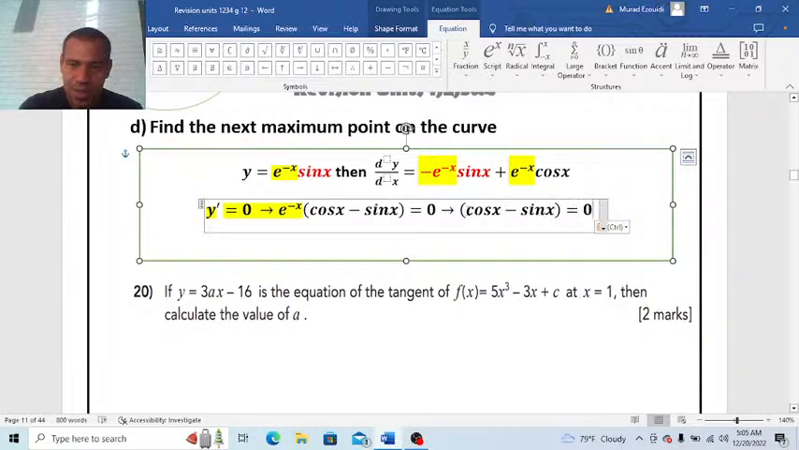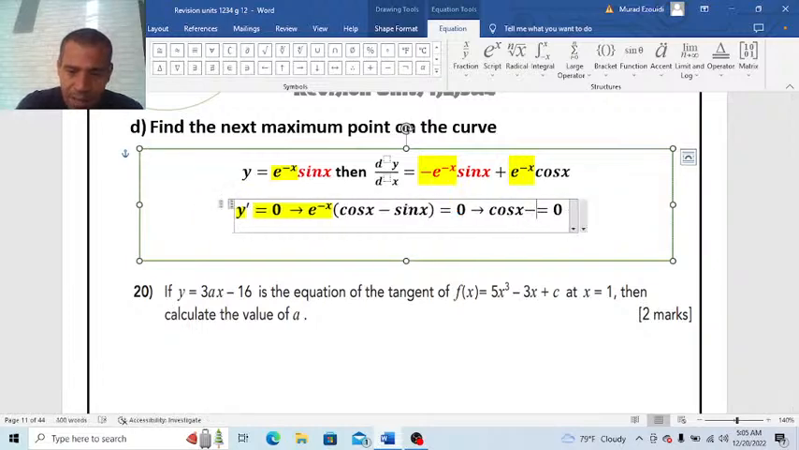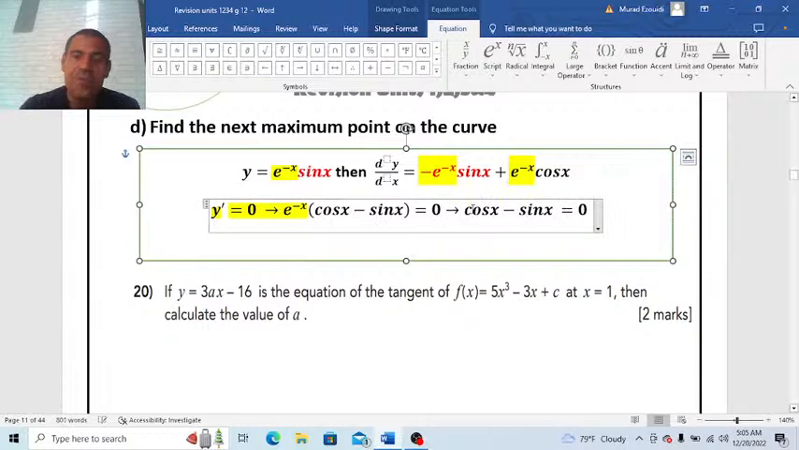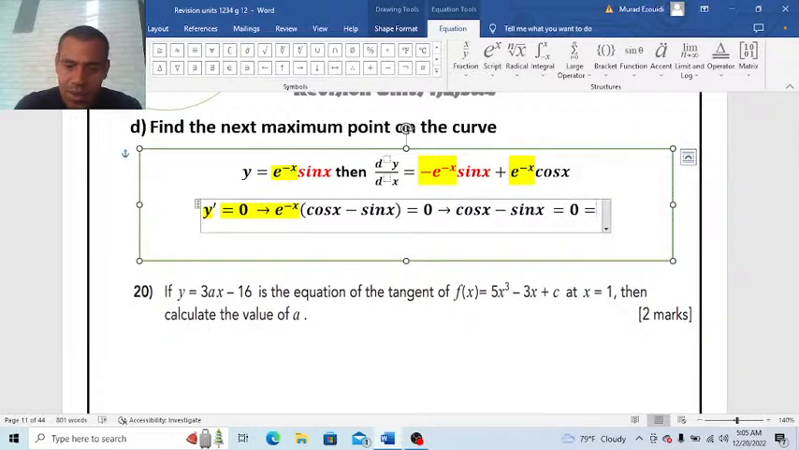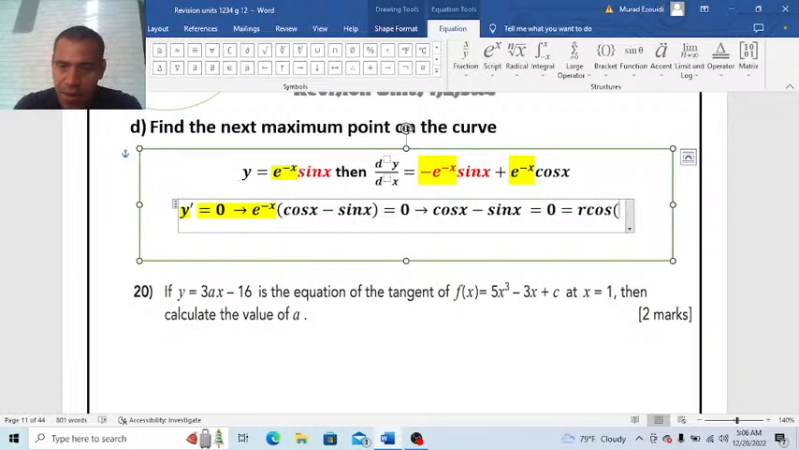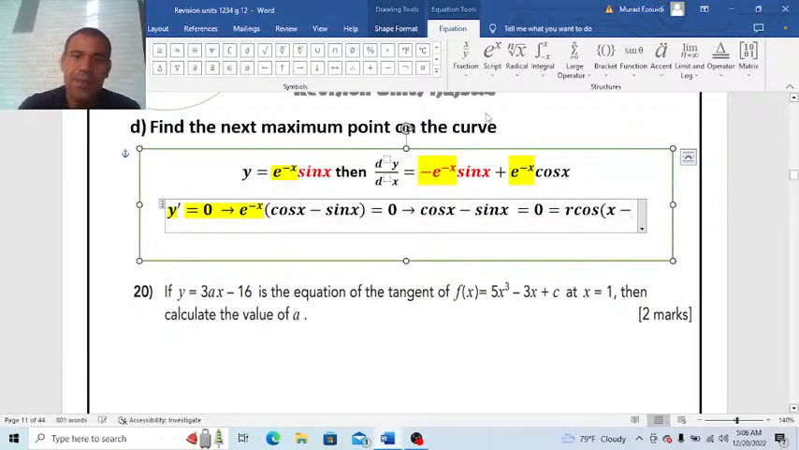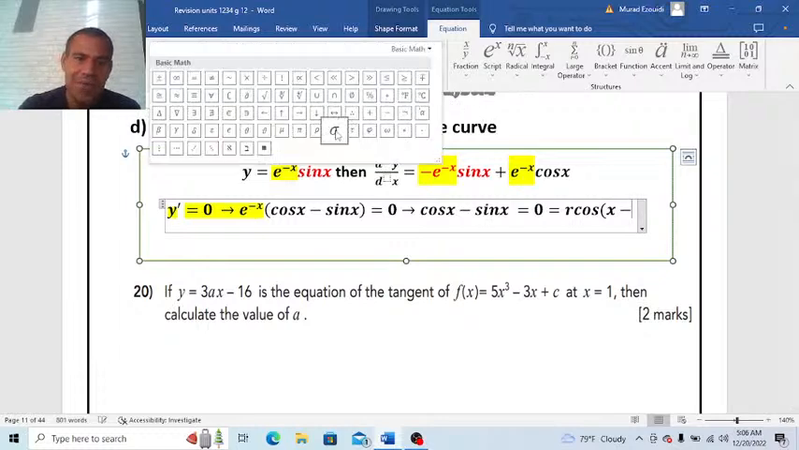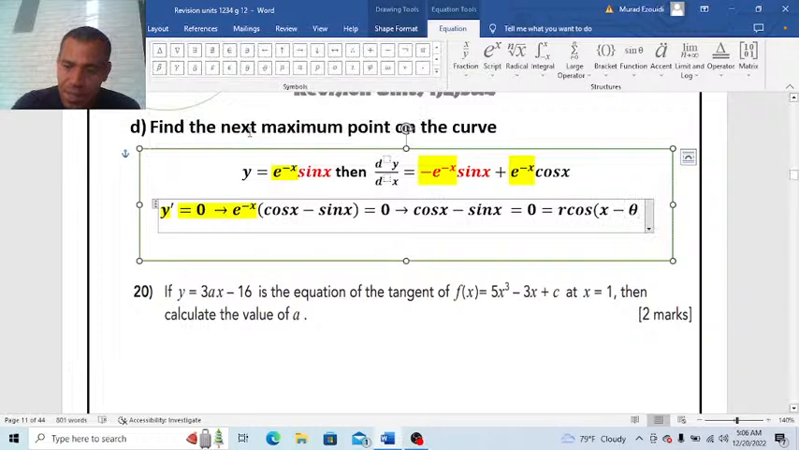Therefore, to solve this equation, learners, cosine x minus sine of x equals 0. I will write this as equal to r cosine of x minus theta, where theta is the angle, or minus alpha, as you like. Okay, minus theta.